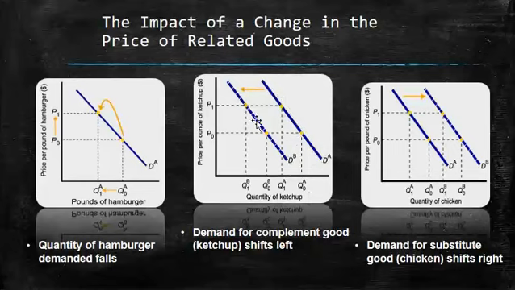Bumaba siya from here napunta dito kasi nga tumaas yung price ng hamburger, naapektuhan yung demand ng complement goods, nag-shift sa left. 'Di ba sabi natin kanina, demand curve shift to right, tumaas, demand curve shift to left, bumaba. Ngayon, yung demand curve naman ng substitute good is nag-increase. Pumunta siya sa right.